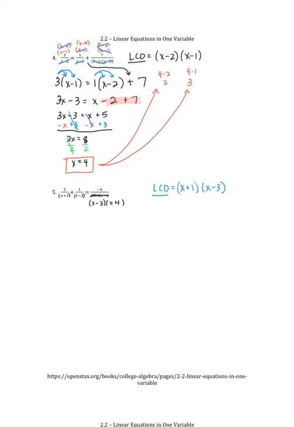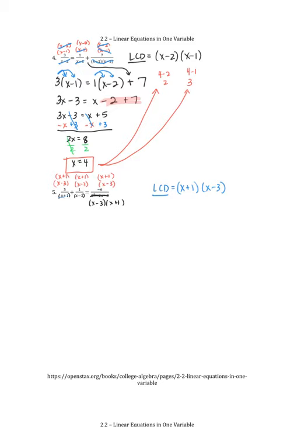Now that I've determined my LCD, I'm going to multiply each fraction by the entire LCD. So x plus 1, x minus 3, x plus 1, x minus 3, and x plus 1, x minus 3. Okay, and I'm going to start canceling out. Remember, if all of your denominators do not cancel out, you did something wrong.